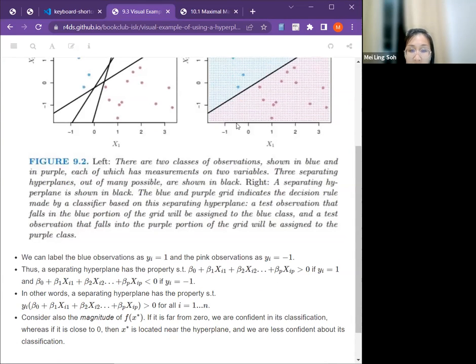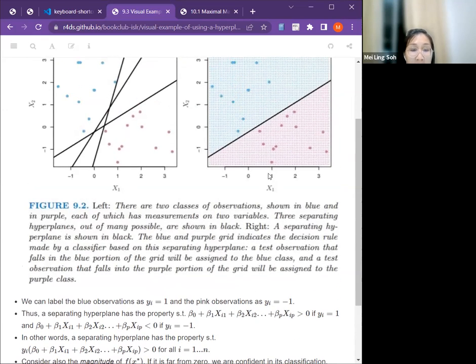So if you look on this left panel, they talk about this beta. Remember earlier this beta was equal to 0. So anything above 0, which is the blue part, we call it 1, y equals 1. Anything below the line, anything less than 0, is y equals -1.